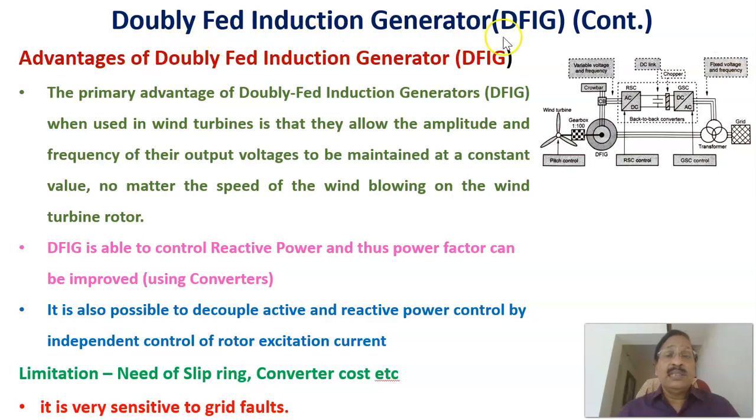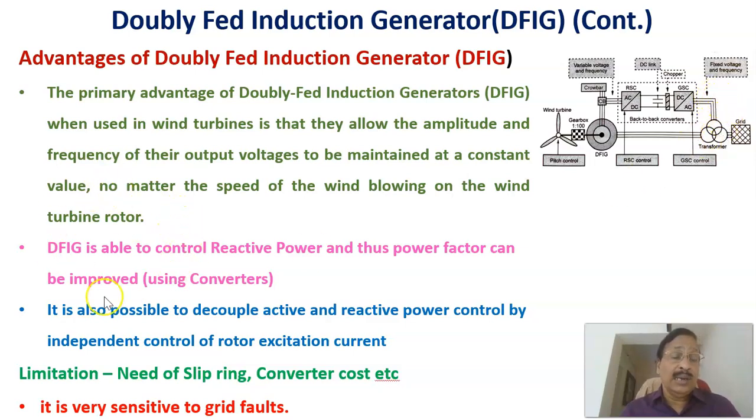Continuing the doubly fed induction generator, advantages of doubly fed induction generator, same diagram that I already explained. The primary advantage of doubly fed induction generator DFIG when used in wind turbine is that they allow the amplitude and frequency of the output voltage to be maintained at a constant value no matter the speed of the wind blowing on the wind turbine rotor. That is, even though wind speed is changing, you will be getting a constant voltage and constant frequency output.